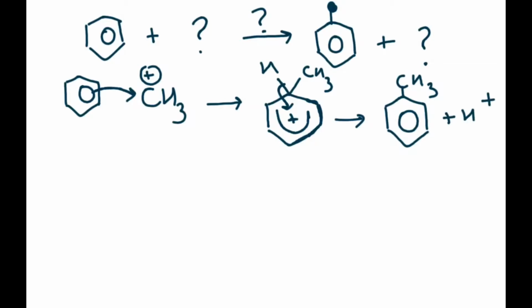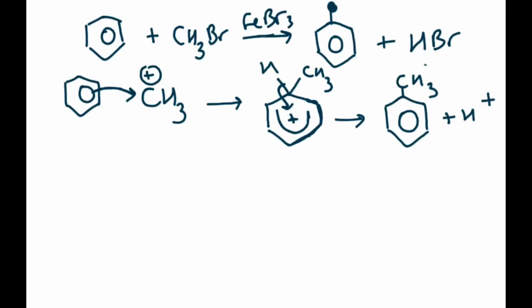So we need CH3 plus. What's this item here going to be then? We need CH3Br, or it could be CH3Cl. We need a halogen carrier in order to generate the electrophile, so we're going to use FeBr3, or it can be FeCl3 or AlCl3, and then the other product is going to be HBr.